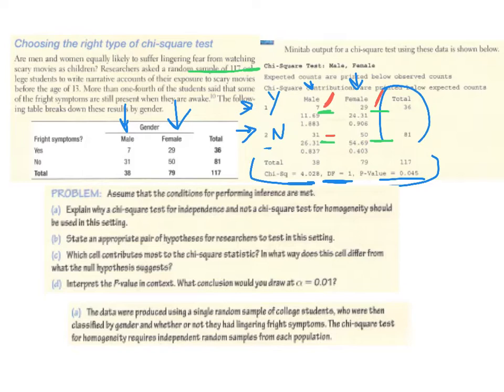Your chi-square test for homogeneity requires independent random samples from each population. So it would have required a sample of females and a separate sample of males, or a sample of yeses and a sample of nos, but from each population.